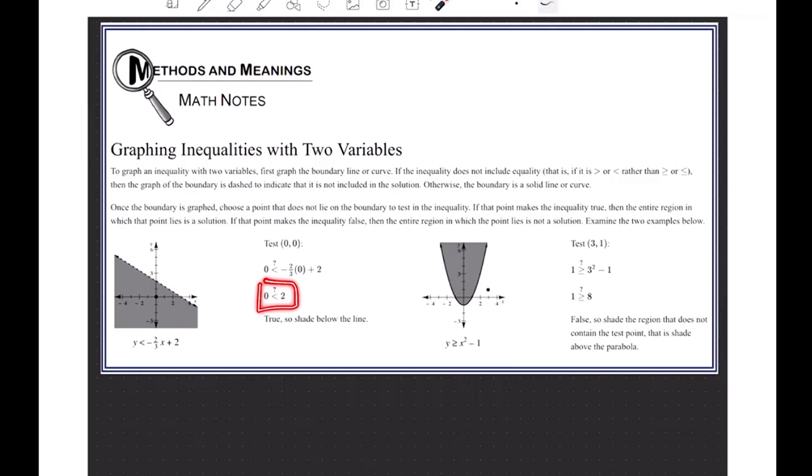If it comes up that it's true when you test that point, that means you're shading. Shading means that that's the solution, the part that you want. So when we tested 0, 0, it came out to be true, so then you shade wherever it would have been 0, 0. When it came to quadratics, you're either going to be on the inside of the quadratic or on the outside of the quadratic. On the lines, you're going to be on one side of the line or the other side. You guys good with those problems?